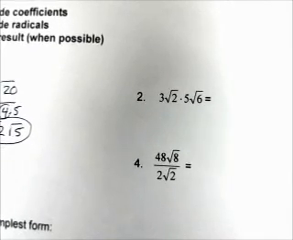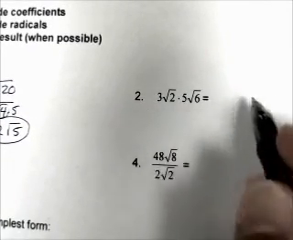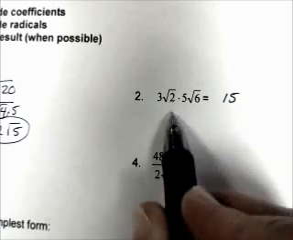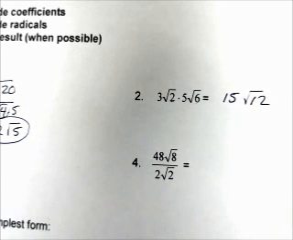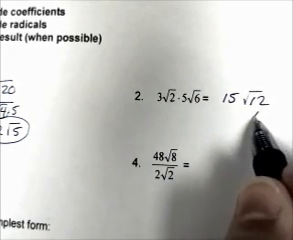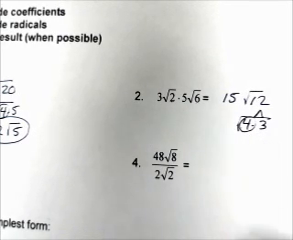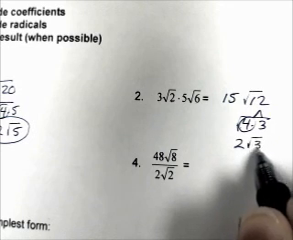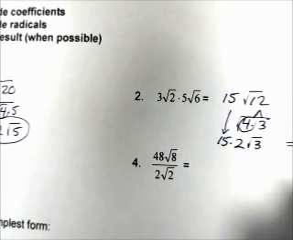Number 2, 3 times 5 is 15. Square root of 2 times the square root of 6 is going to be the square root of 12. And now again we simplify the radical. 4 times 3, and the square root of 4 is 2. Bring down the 15. 15 times 2 is 30. So 30 square root of 3.